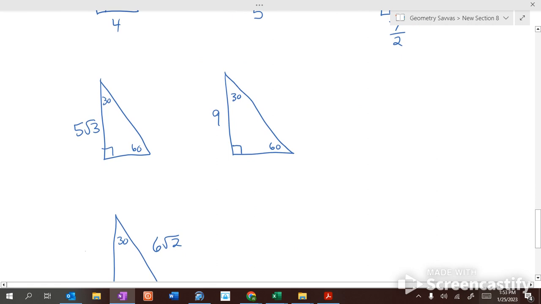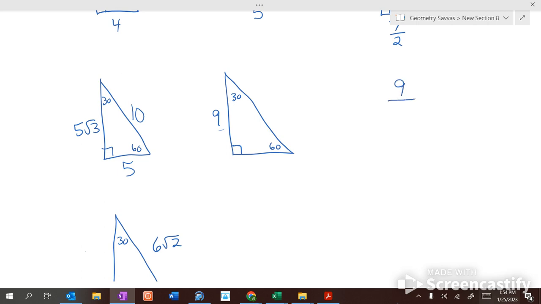Okay, what if we know the long leg is 5 square root of 3? How do I get to the short leg? Divide by the square root of 3. Because if we multiply to get to the long leg by square root of 3, then to get back to the short side, we divide by the square root of 3. So the short leg is 5. How long is the hypotenuse? 10.